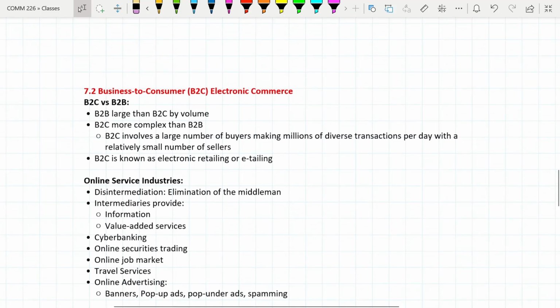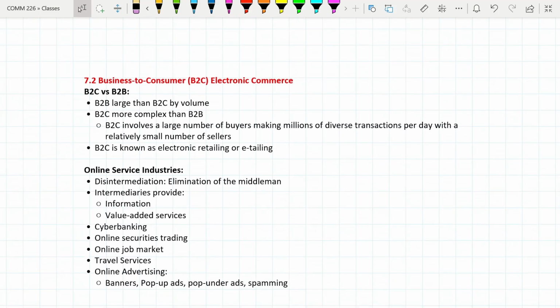So 7.2, business to consumer, or B2C, electronic commerce. So B2C versus B2B. So B2B, business to business, is much larger than B2C by volume. So what this means is when you're purchasing, let's say, wood from one company, when a business is purchasing wood from another company, they would be purchasing a lot of wood because either you need to build a factory or you want to sell that wood to consumers.